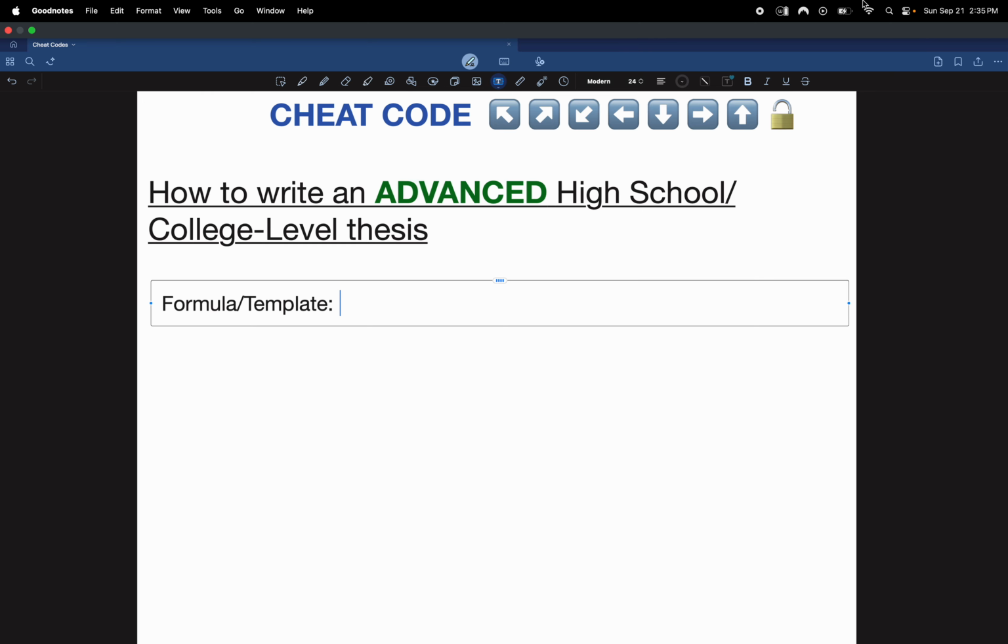I'm going to give you a cheat code on how to write a more advanced thesis. This is going to be great for high school and college level students, people writing in the honors and advanced classes. My original thesis template was a bit more basic and designed for younger, more novice writers. But if you're on the more advanced side of things, please check out this video for a nice proper formula or template for your next essay.